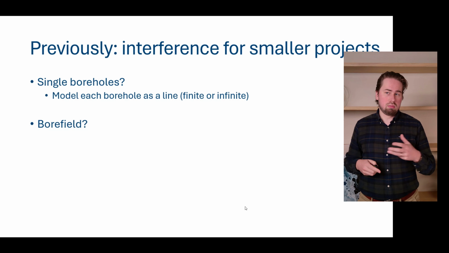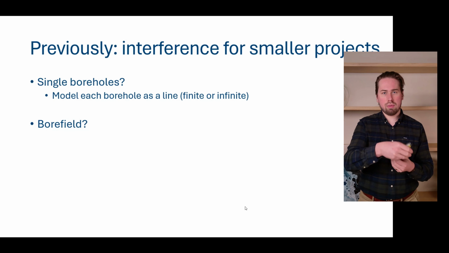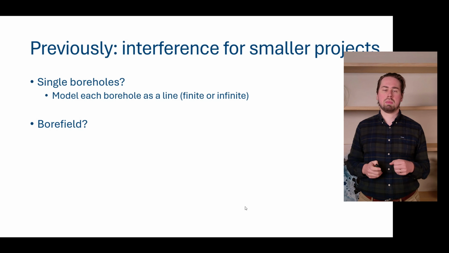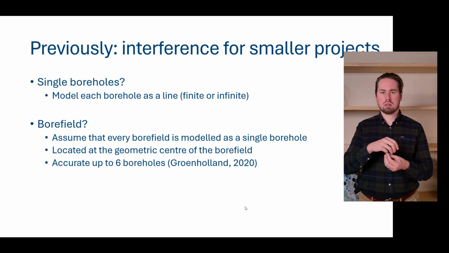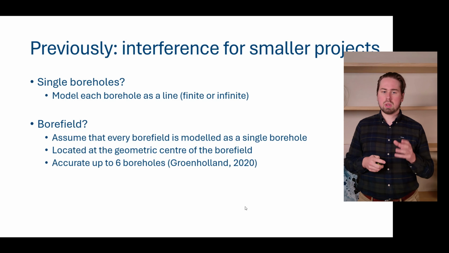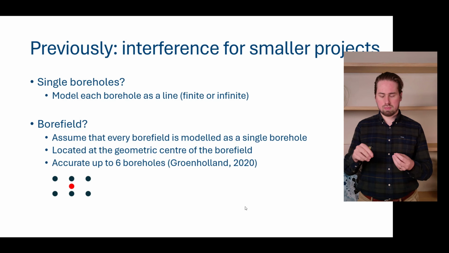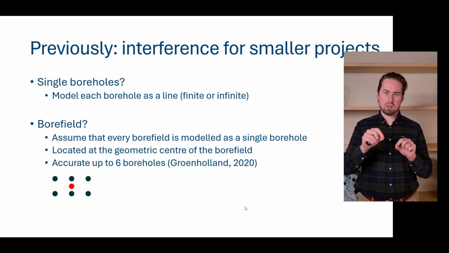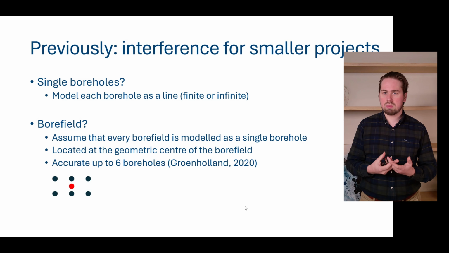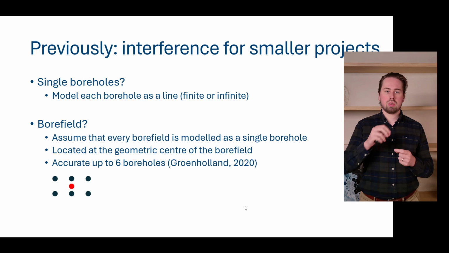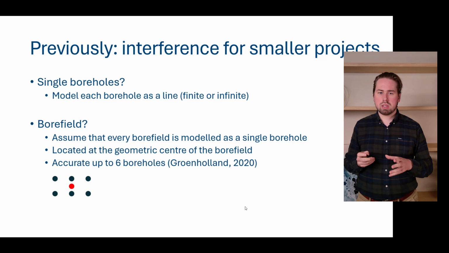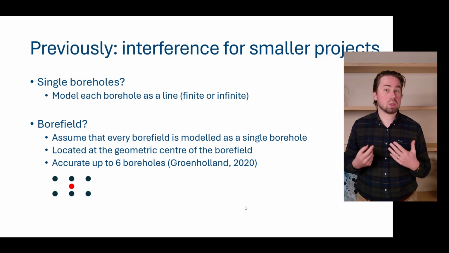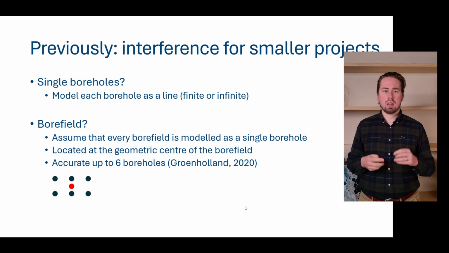Now, what do we need to do when we have a bore field, when we have multiple boreholes in one geothermal system? Well, there we said, okay, let's model every bore field as a single borehole. So we said, okay, up to 6 boreholes, let's take the geometric center and place a fictitious, virtual borehole there to use for the interference calculation. Now, of course, this is not 100% accurate, but up to 6 boreholes, it was valid, according to literature. Now, this was the situation we had before.